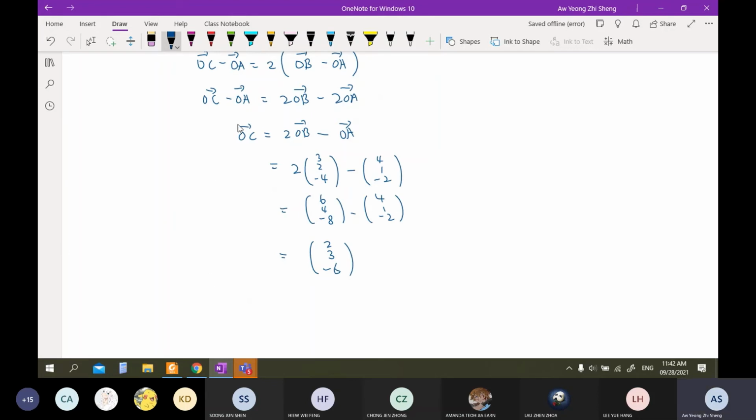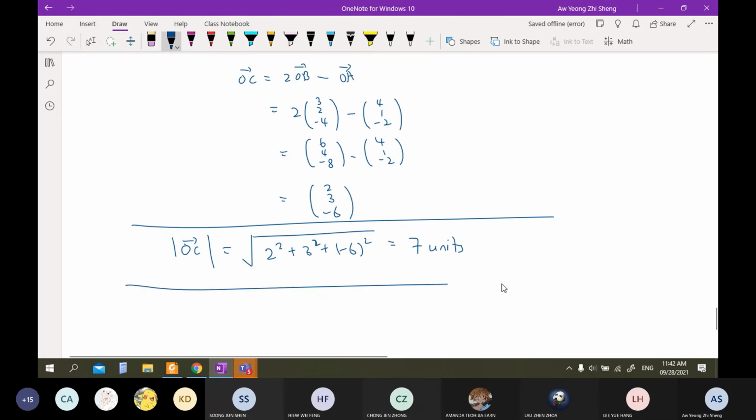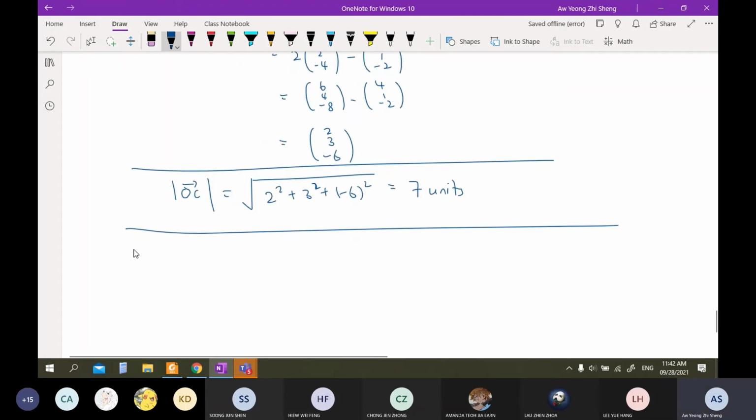Okay. So we are about to divide OC by its own length. So if you like, you can find the length of OC separately first. Some people prefer to do things in one go, so it's actually up to you. Okay, this time I choose to find the length of OC separately. It's 2 squared plus 3 squared plus minus 6 squared. And you get a nice value of 7 units. And then unit vector in the direction of OC.